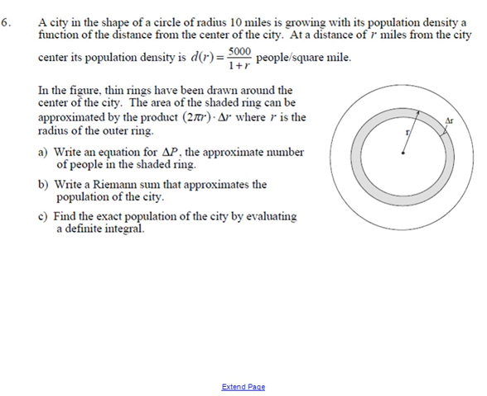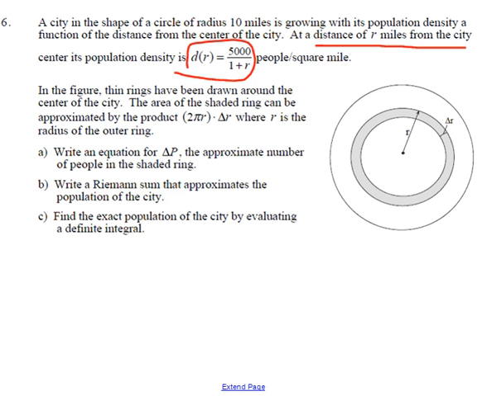All right, last one here. It says a city in the shape of a circle of radius 10 miles is growing, with its population density a function of the distance from the center of the city. So at a distance of r miles from the center, the density is as follows. So as r gets bigger and bigger, the density gets smaller and smaller.